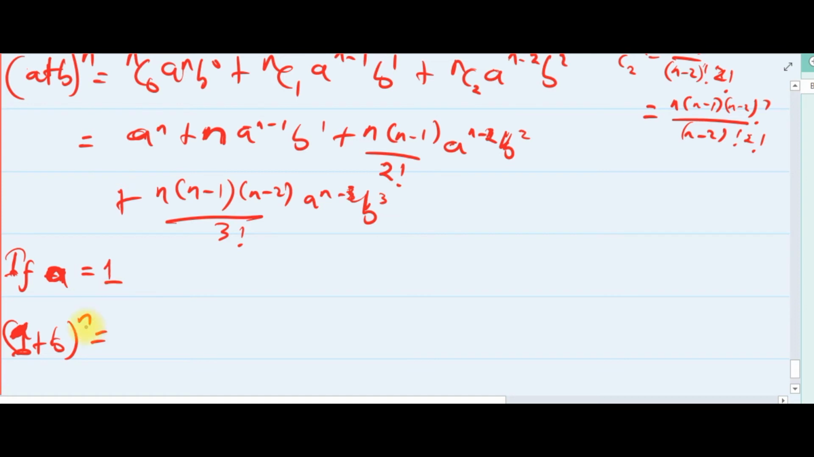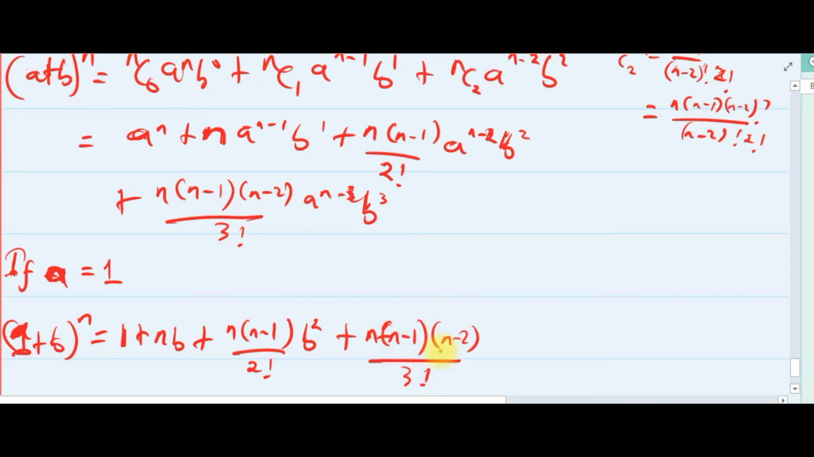So our a is 1, so this is 1 plus this is 1, 0. So we have nb plus this 1, we have b squared. So n minus 1, n minus 2, 3 factorial, b raised to the power 3. So that's how it will go.